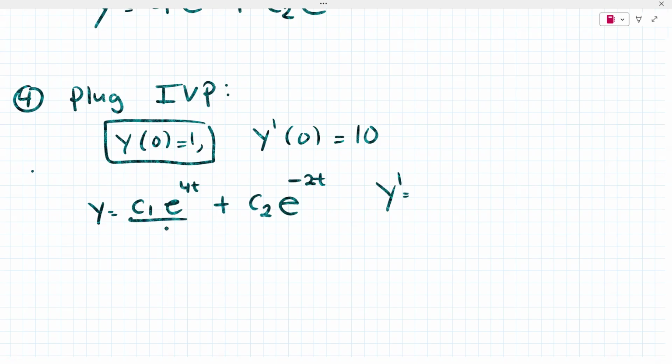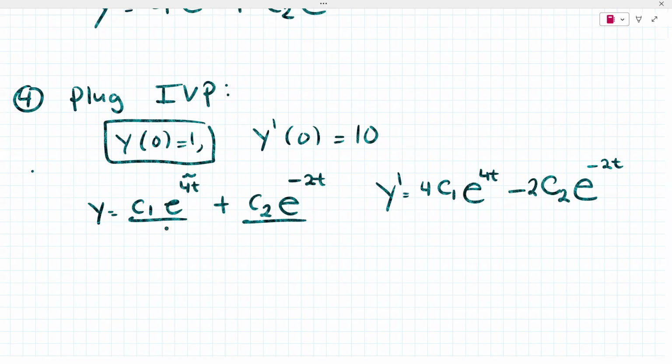So how do you take the derivative of c1 e raised to the 4t? Keep in mind, c1 is a constant, so it's going to be e to the 4t. Take the derivative of the power: the derivative of 4t is 4, and then you still have the c1. And then what's the derivative of c2 e to the negative 2t? It's going to be e to the negative 2t, and then you take the derivative of the power, the derivative of negative 2t is negative 2. And then you have a c2.